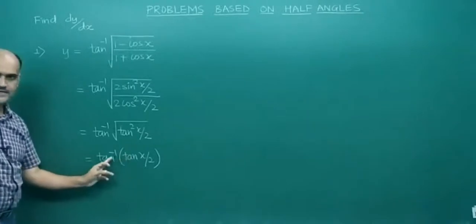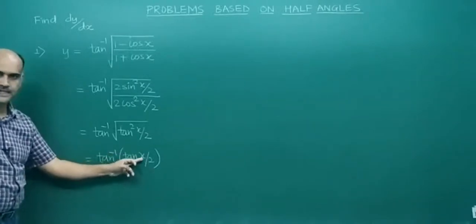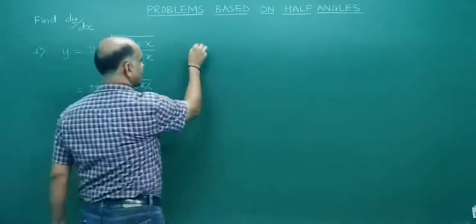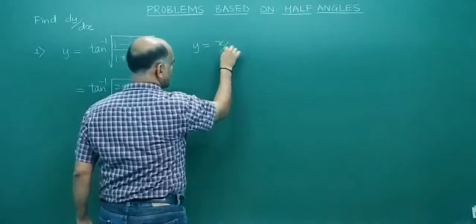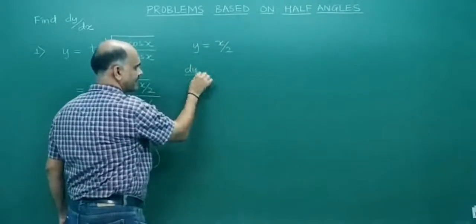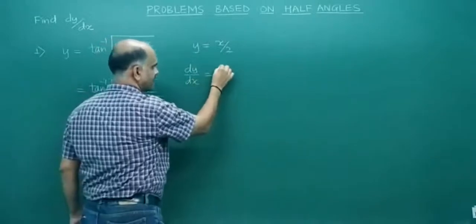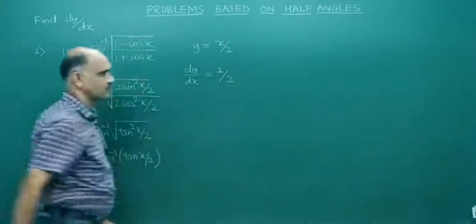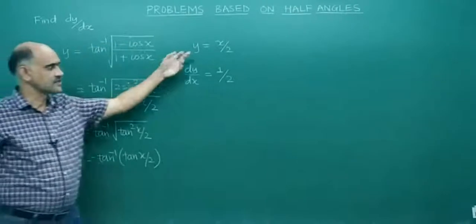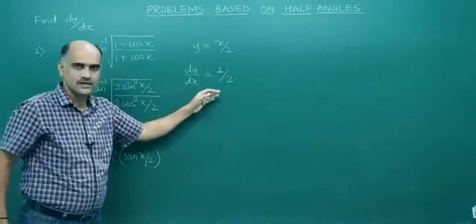So tan inverse and tan gets cancelled. What remains? x by 2. So you will have y is equal to x by 2, and dy by dx, if you differentiate, will be equal to 1 by 2. Differentiation of x is 1. So you will have answer 1 by 2.